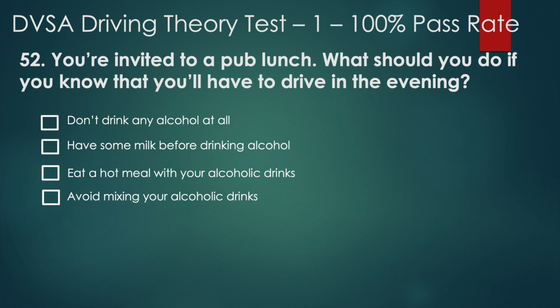52. You are invited to a pub lunch. What should you do if you know that you will have to drive in the evening? A. Don't drink any alcohol at all. B. Have some milk before drinking alcohol. C. Eat a hot meal with your alcoholic drinks. D. Avoid mixing your alcoholic drinks. And the answer is A. Don't drink any alcohol at all.